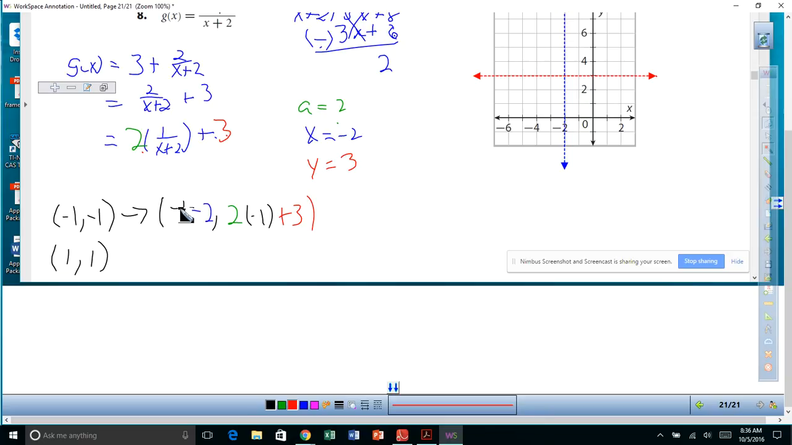And let's see it. Negative 1 minus 2 is going to be negative 3. And then 2 times negative 1 is negative 2, plus 3 gives you 1. So you got negative 3, 1. Let's see, from x, that's 1, 2, 3, and then 1. That's going to be right there. All right, good. Now, what are we doing here?